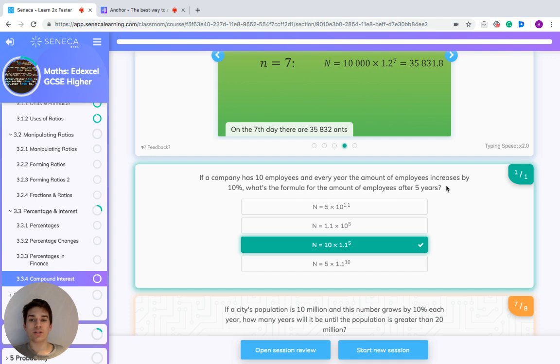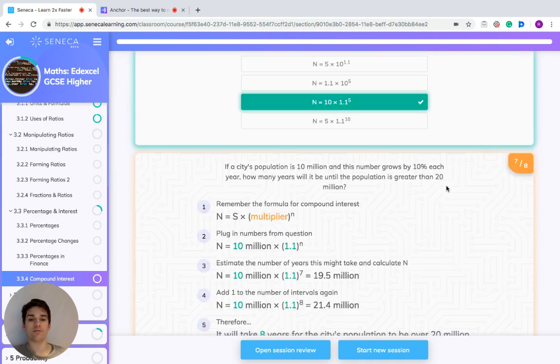So another question for you to think about compound growth and decay. If a company has 10 employees and every year the number of employees increases by 10%, what is the formula for the number of employees after 5 years? We've got 10 as our starting value, a 10% increase every year, that's a 1.1 multiplier, and after 5 years, that would be 1.1 to the power of 5.